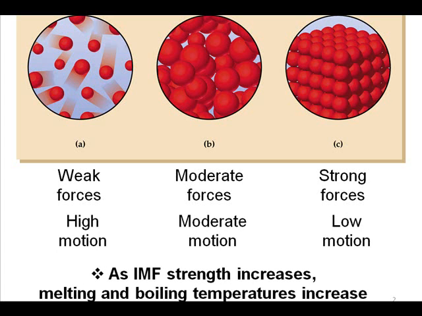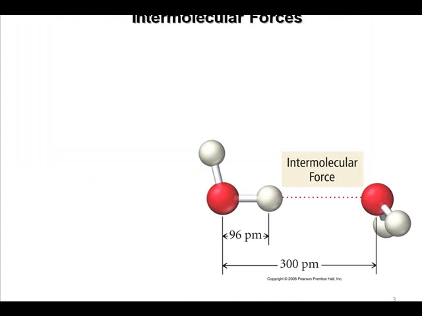Now the IMF, which is the intermolecular force attraction, that means between the molecules. As the IMF strength increases, the temperature at which something melts or boils increases. So if you have molecules that have a strong IMF, they will tend to hold together longer, and it's harder to melt or vaporize the substance because it's harder to overcome those attractions.